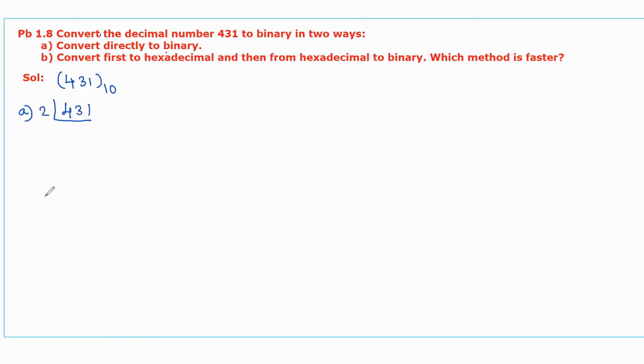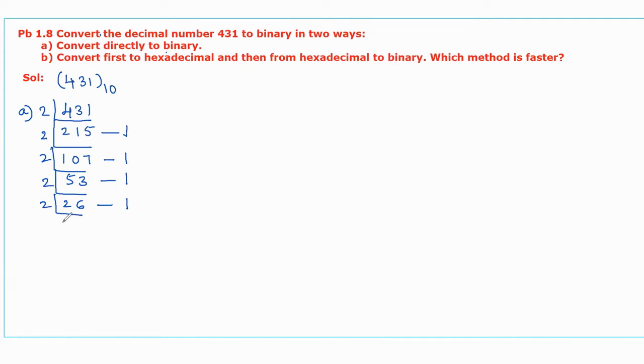Now we should start the process of division and continue until the quotient is 0. 2 2s are 4, 2 1s are 2, 2 5s are 10, the remainder is 1. Again divided with 2, 2 1s are 2, 0, 2 7s are 14, the remainder is 1. Again with 2, 2 5s are 10, 2 3s are 6, remainder is 1. Again 2 2s are 4, 2 6s are 12, the remainder is 1.